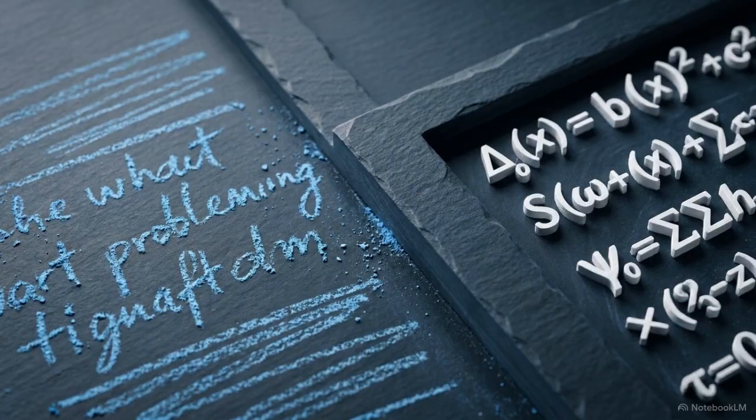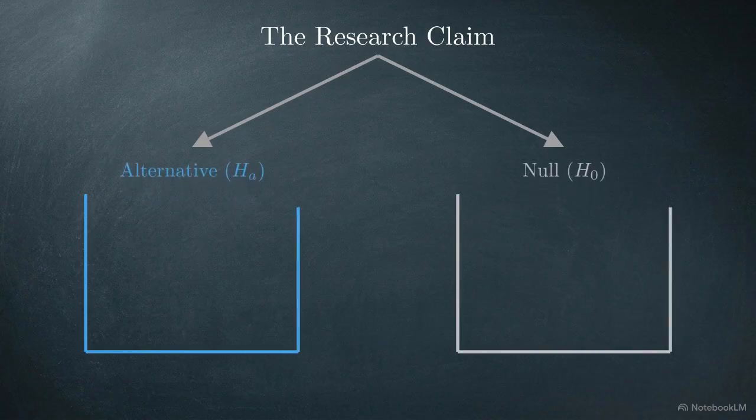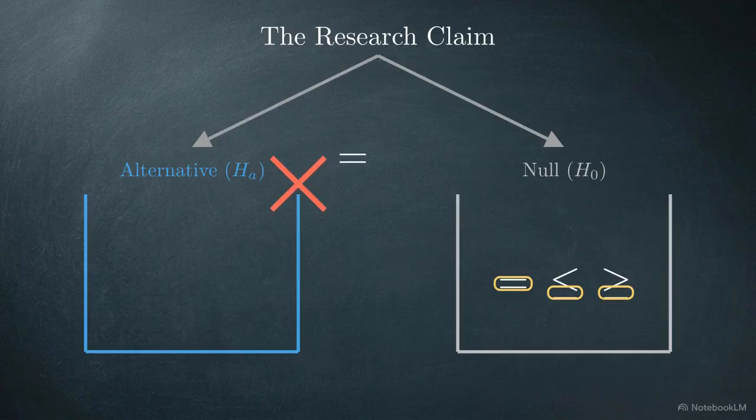To make this work, you have to translate English claims into math symbols without failing the test. Here is the absolute unbreakable rule of hypothesis formatting. The equal sign belongs to the null hypothesis every single time. H0 must contain the equals condition to create the precise anchor point. This means the alternative hypothesis, HA, can never contain an equal sign. It must always represent an inequality or a directional difference.